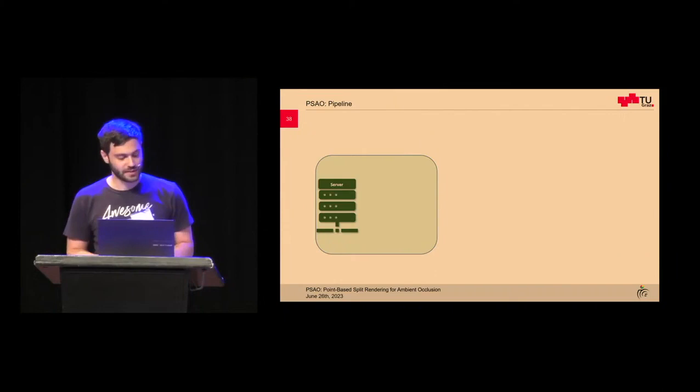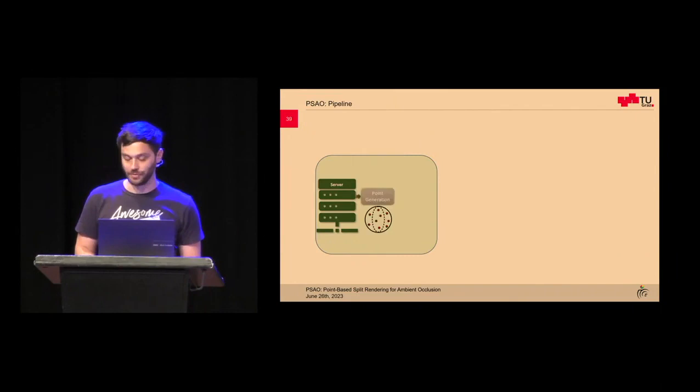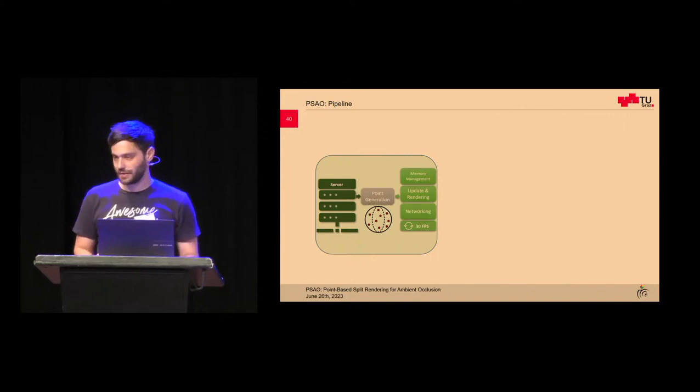So again, we have our server. We have a point generation system, so we initially generate a bunch of points in the scene. This is just an overview of the pipeline, more on these individual things later. Then the server runs, again, at a lower decoupled frame rate. It does some memory management on the GPU, it does some update and rendering of the points, and it prepares all of these points for networking for the client.